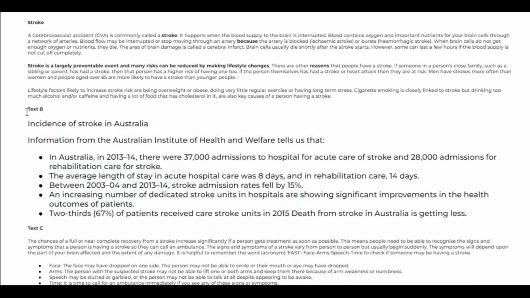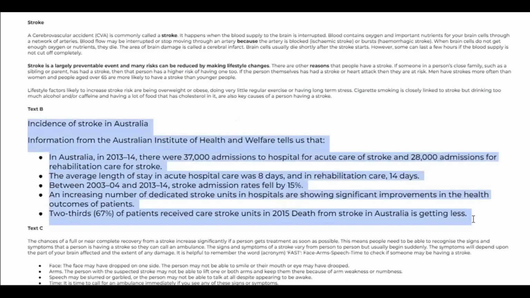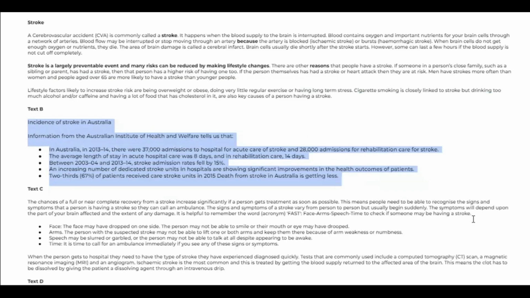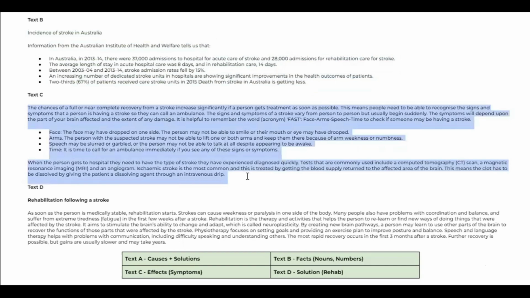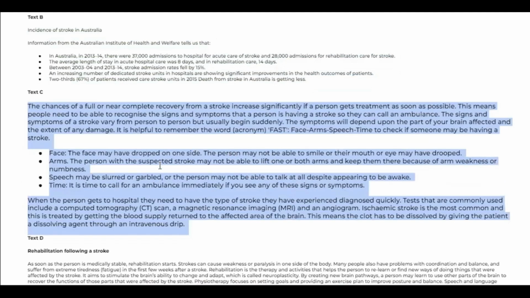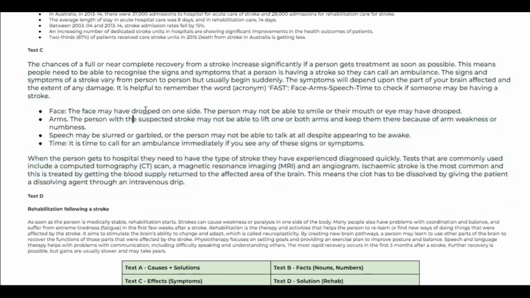I'm taking you to the third one, text number C. Can somebody tell me what is there in text number C? Just by reading this one, can you tell me what the main content is? Is it a FCES? Which one? Treatment and solutions. Treatment is basically solution. Okay, what else do you see? Effects. Yeah, effects.